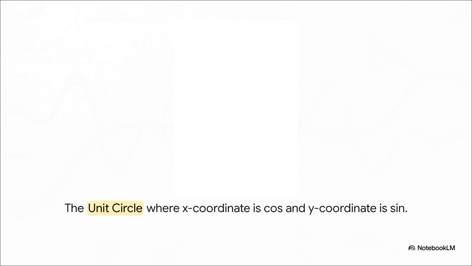Imagine a point P moving along this circle. Because the radius is 1, the x and y coordinates of that point, let's call them a and b, literally become your trigonometric functions. The x-coordinate a is simply cos x, and the y-coordinate b is simply sin x. Just like that, sine and cosine aren't abstract formulas anymore. They're literal coordinates on a map.